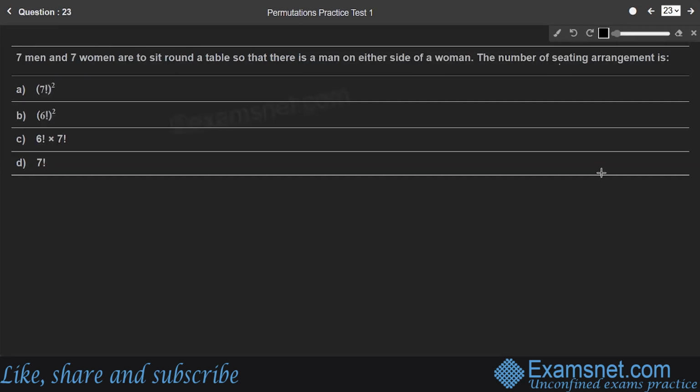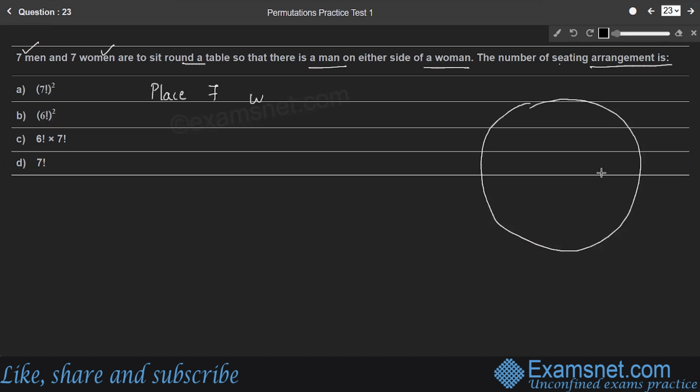Question number 23. 7 men and 7 women are to sit around a table so that there is a man on either side of a woman. The number of seating arrangements is. So students, first we need to place 7 women in a circle. Since the table is in round shape, place 7 women in a circle. So after that, in between 2 women, we need to place 1 man.